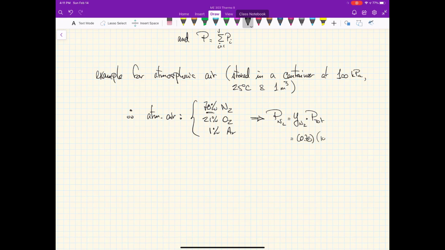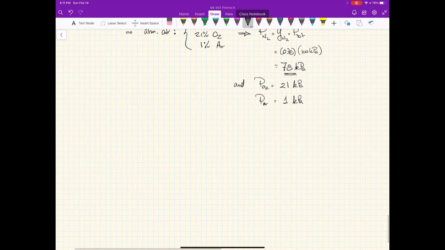So we could repeat the analysis that we did before with respect to the air, and we can do it right now. It's quite straightforward, clearly, to apply. For example, for atmospheric air, say stored in a container at 100 kilopascal, 25 degrees Celsius, and 1 meter cubed.